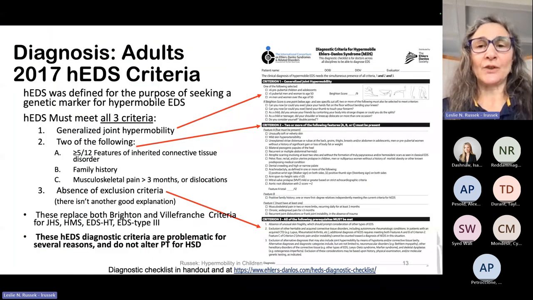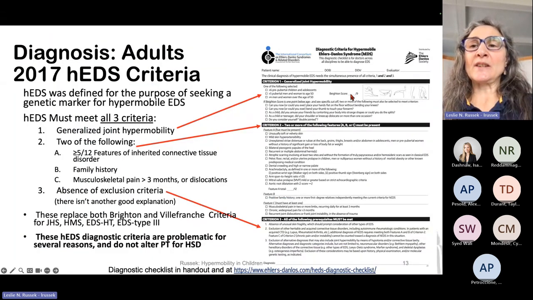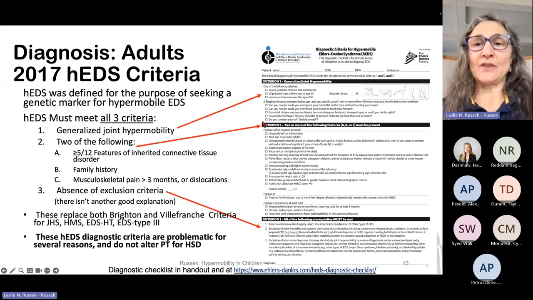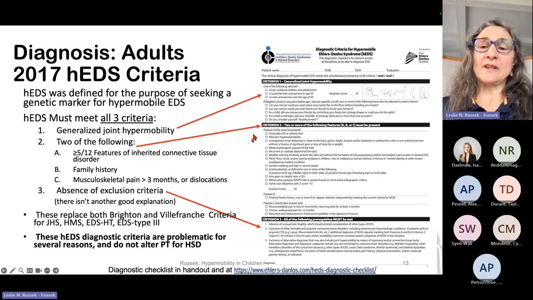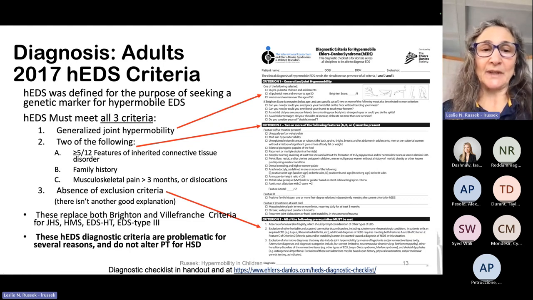These are the adult criteria. So the criteria for HEDS. The first item is the generalized joint hypermobility, 5 out of 9 for adults, 6 out of 9 for kids. Criterion 2 is connective tissue disorder, family history, and musculoskeletal pain. And then the third criterion is the absence of another diagnosis that can better explain the condition.